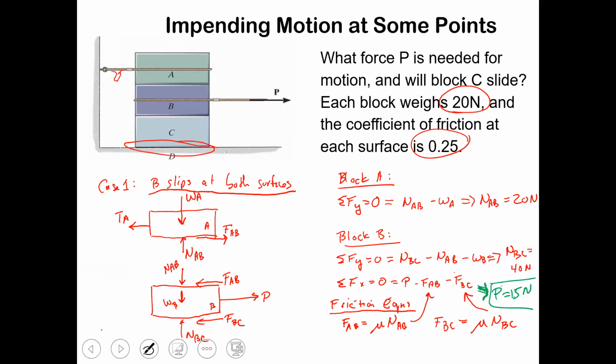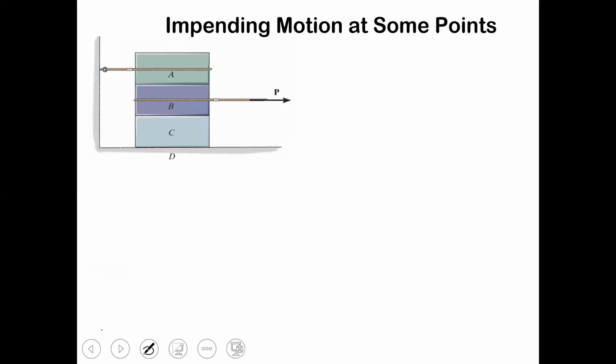Well, that was just case one of this long-winded problem. Now, the other thing we have to explore is, what happens if B and C stuck together for some reason and the whole thing moves as a unit? What P would that require? Then whichever P is smaller is going to be the one that actually happens, right? We have to explore both of these situations and find out which one is smaller, because that's the one that's going to happen.